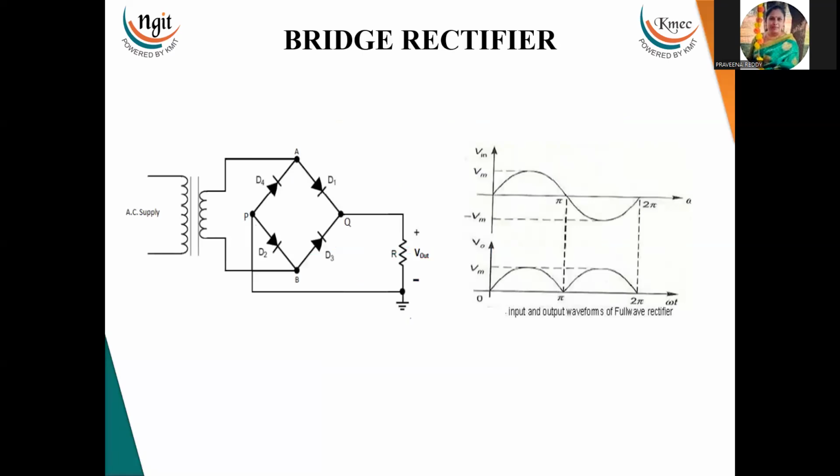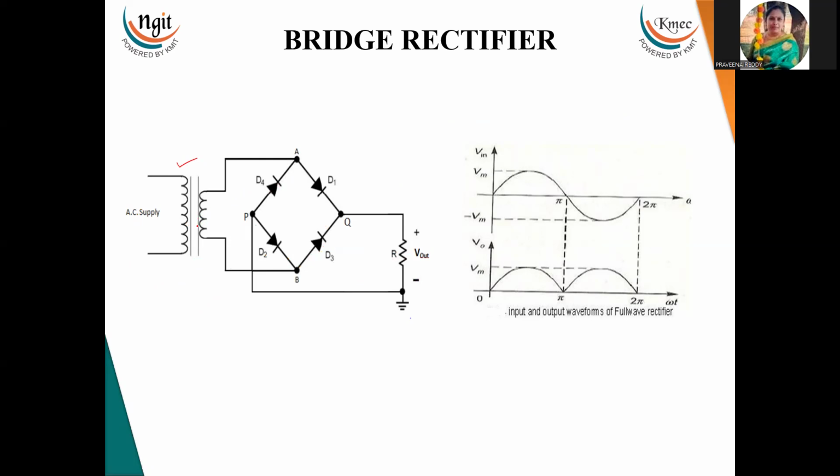Bridge rectifier. This is the bridge rectifier diagram. Now, if we observe here, input AC is applied through the center-tapped step-down transformer.